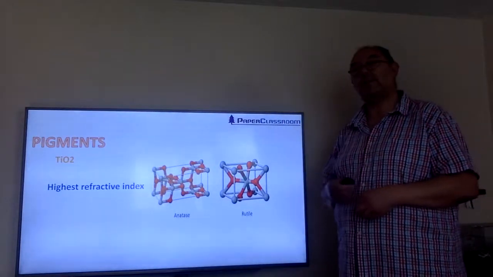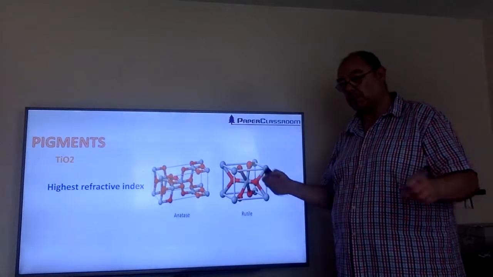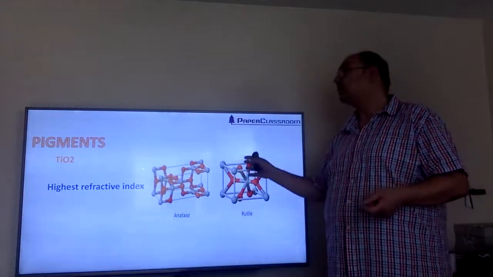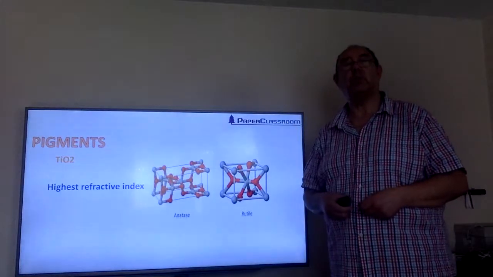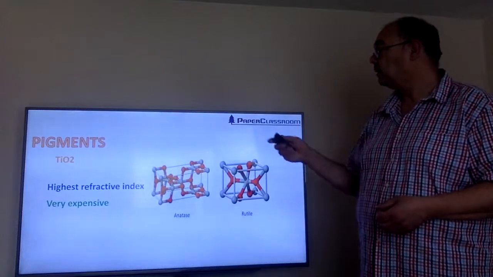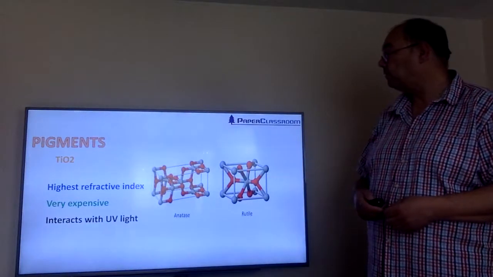So it's the highest refractive index of any pigment. Most pigments are around 1.4, 1.5, 1.6. TiO2 very, very roughly 2.6. So it's head and shoulders above everything else. Very expensive, as I mentioned before.